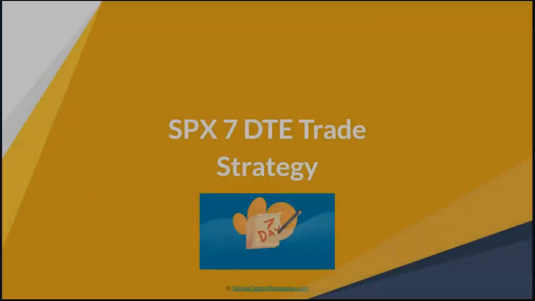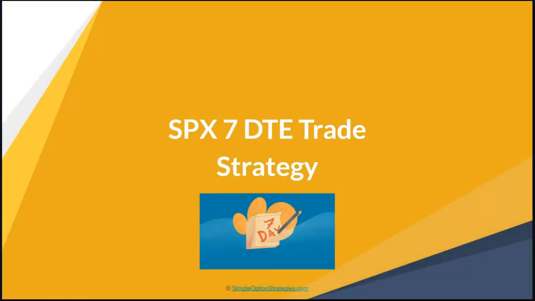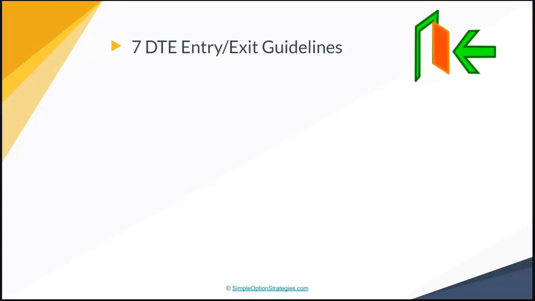So these are just a couple of examples of 0 DTE. There's a lot of other examples that I have on my YouTube channel that I encourage you to check out. Right, 7 DTE is the golden nugget of the SPX trades. I love this trade.